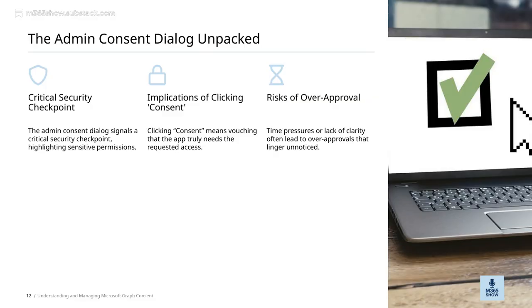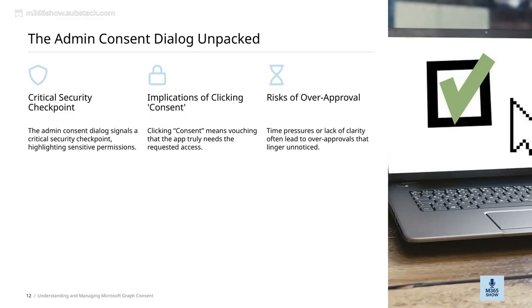Let's take a closer look at the admin consent dialog and what it really means. Often, time pressures or a lack of clarity can lead us to overapprove permissions, and these overapprovals can go unnoticed for a long time. That's a big risk because it means apps might have more access than they truly need, which can be dangerous. When you click Consent, you're essentially vouching that the app needs all the permissions it's requesting, but sometimes that's not entirely clear or justified.